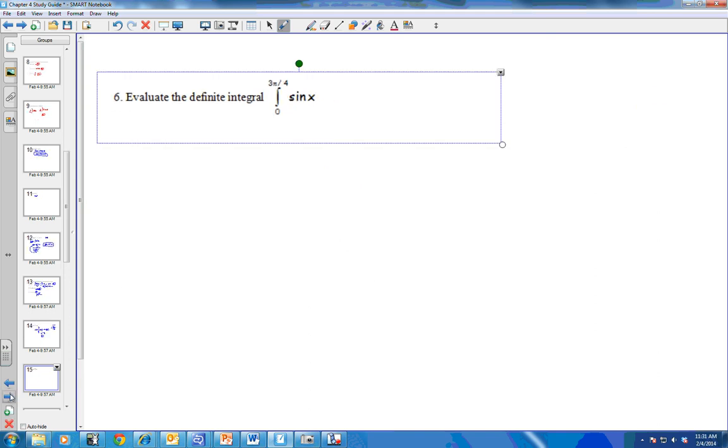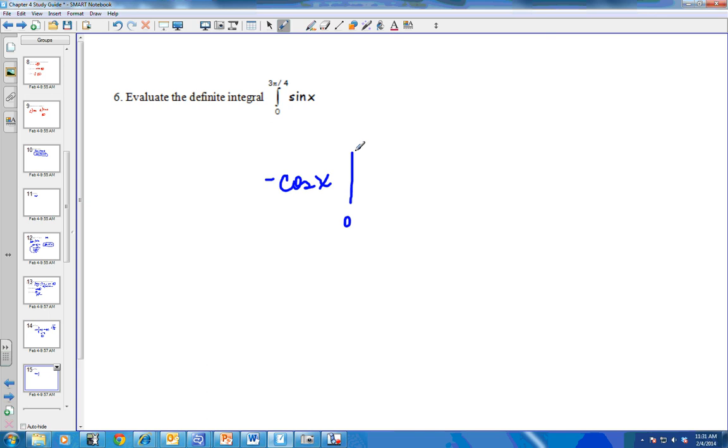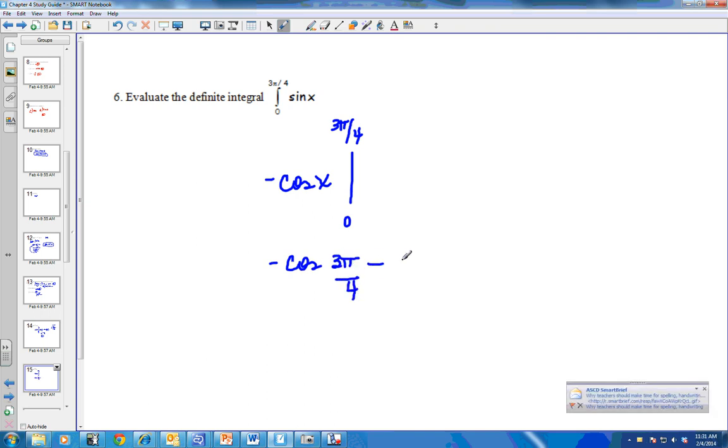Number 6, evaluate the definite integral of sine x. So these are just basic integrals. The integral of sine x is negative cosine x from 0 to 3 pi over 4. So I'm going to plug those in. Negative cosine of 3 pi over 4 minus a negative, so plus cosine of 0.